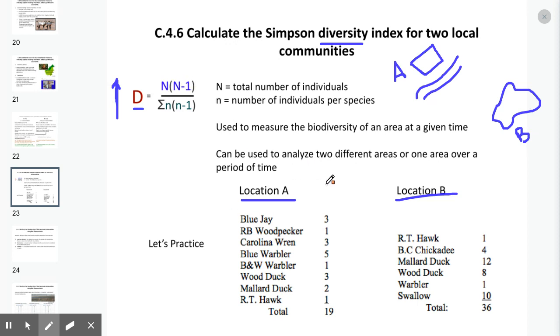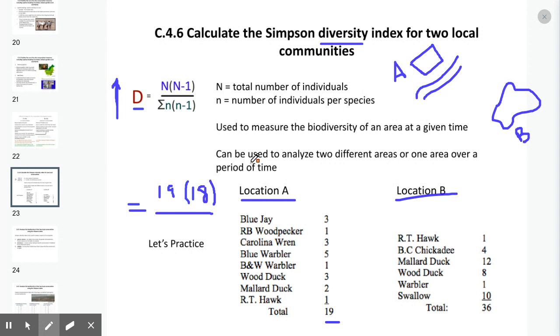If we're looking at location A, this student scientist counted 19 different birds. 1, 2, 3, 4, 5, 6, 7, 8 different species, but 19 different birds. So the first part of our equation would be 19 multiplied by 19 minus 1, which is 18, because I'm a math wizard. Then we divide it by the sum of each individual species times that number minus 1.